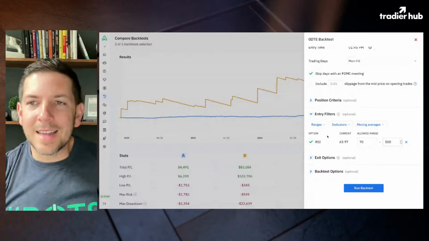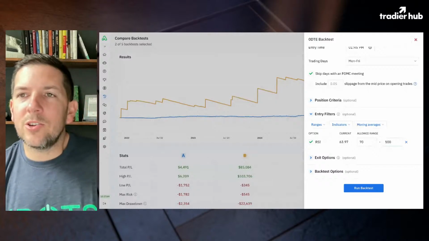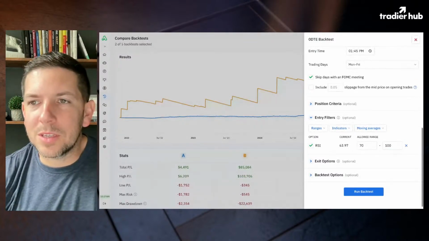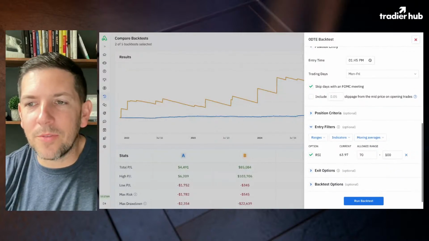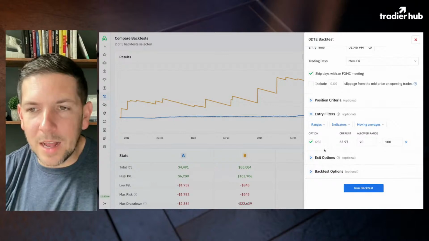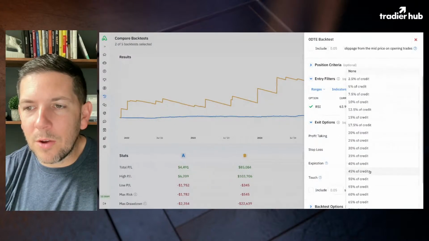So if RSI is high, that's the only time we're going to get into this. There's a little bit more of a selective strategy, and I'm just doing this because of time constraints. We don't have the time to go through just the base model, but I would test this base model first, see if there's anything there. But I want to show you guys how you can test this with different exit options, etc. So we'll do this one, and we'll also do this one maybe with a quick profit taking.